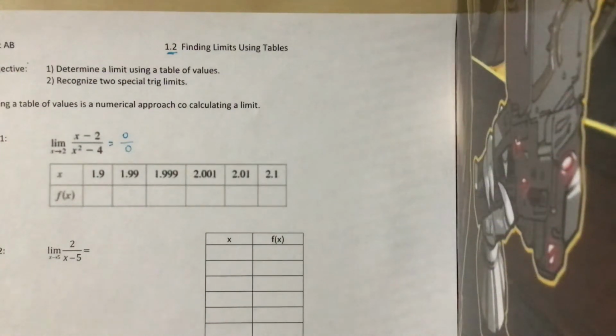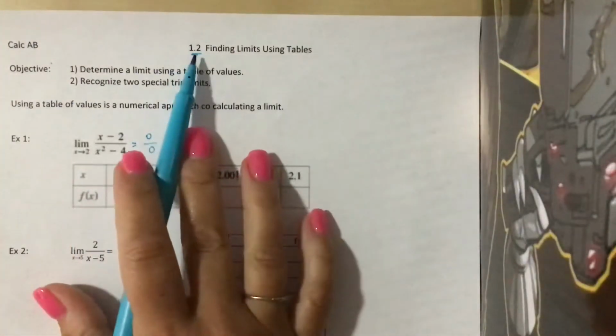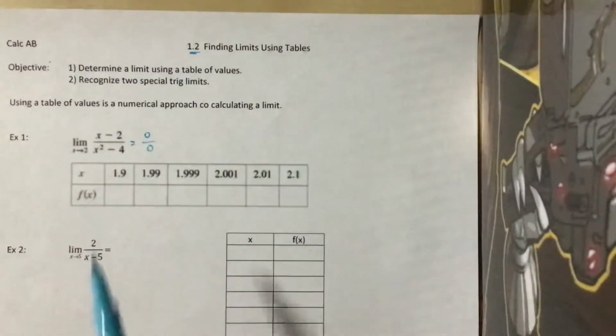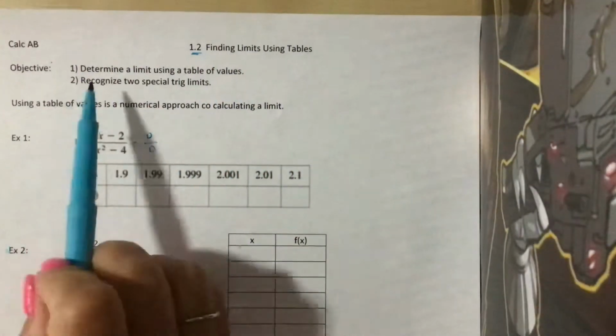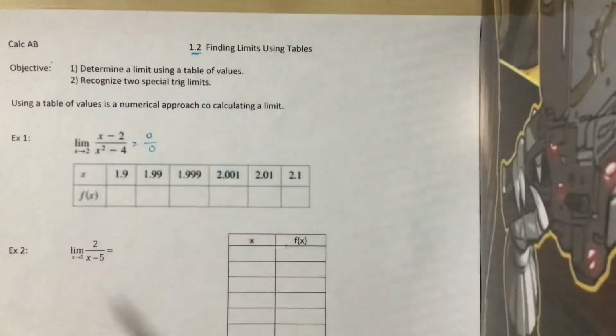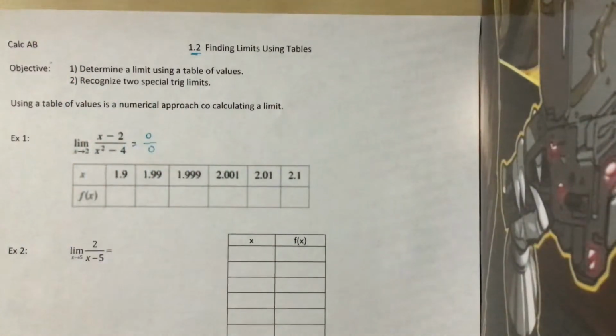Right, so we're kind of bouncing around the book a little bit here, but we're going to go to section 1.2 and look at a process for finding limits using tables. So our two objectives are to literally find a limit using a table, and then the second one is I'm going to introduce some special trig limits that are only findable using a table.